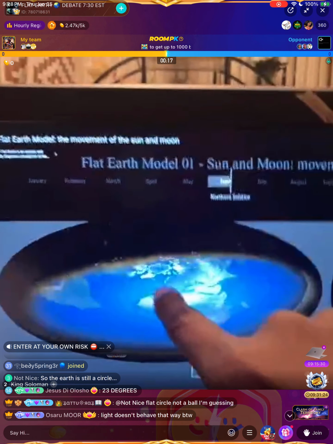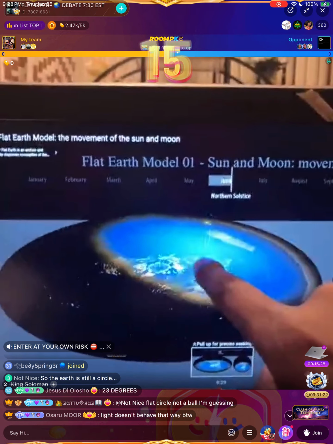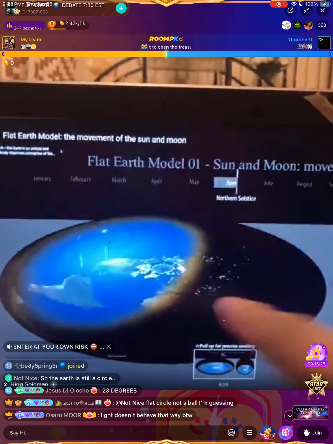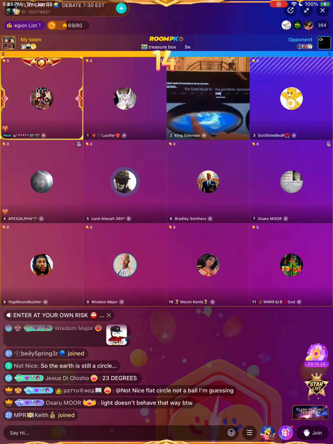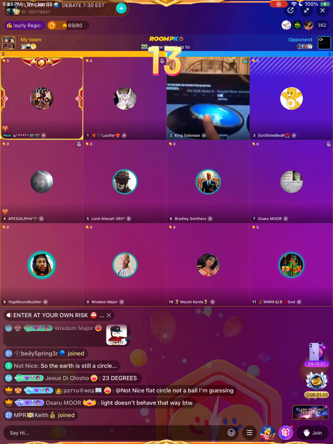So when people say, oh no, it wouldn't work on the globe, yes, it does. This is how it works. Explain the eclipse with that theory. I'm enjoying the cartoon animation.